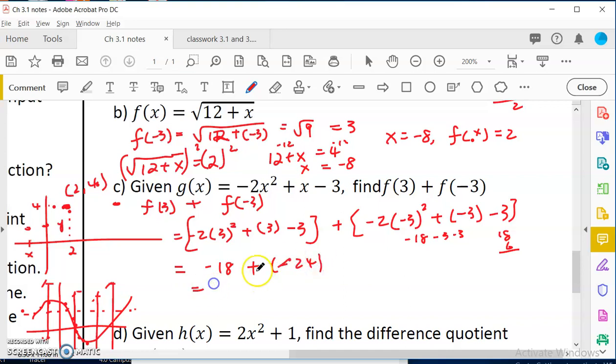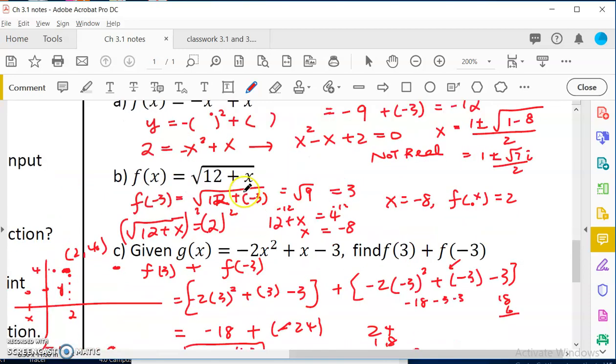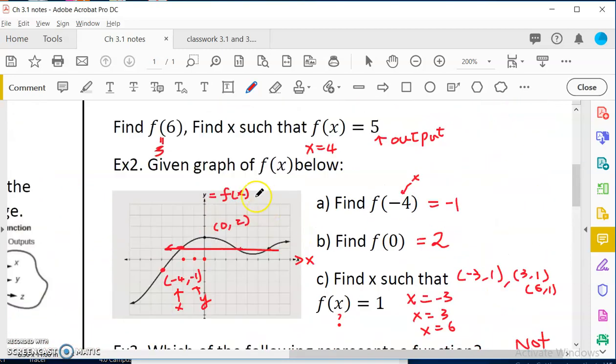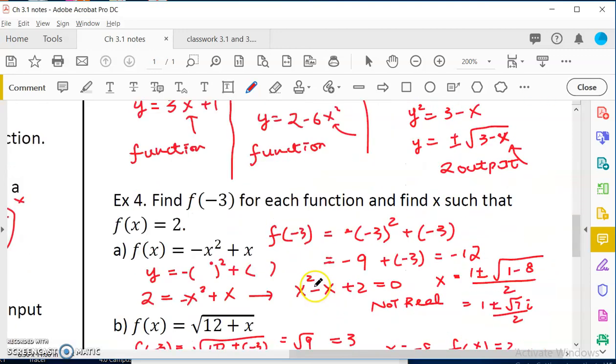So you add them together. So this one is f of -3. This is f of 3. They're different. They don't cancel each other after you plug in. So 24 and 18, 42, -42, and that's the answer. Okay, so that's how you evaluate a function by formula and evaluate a function by a graph. Okay, both of these are very important.